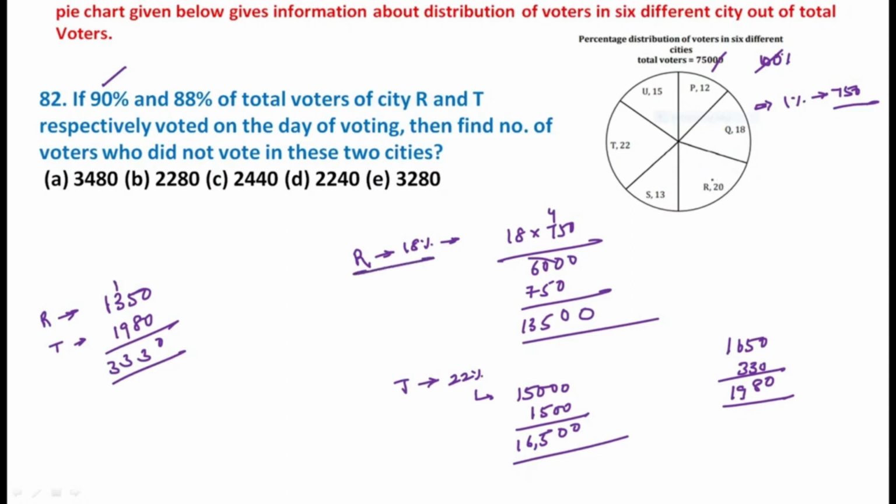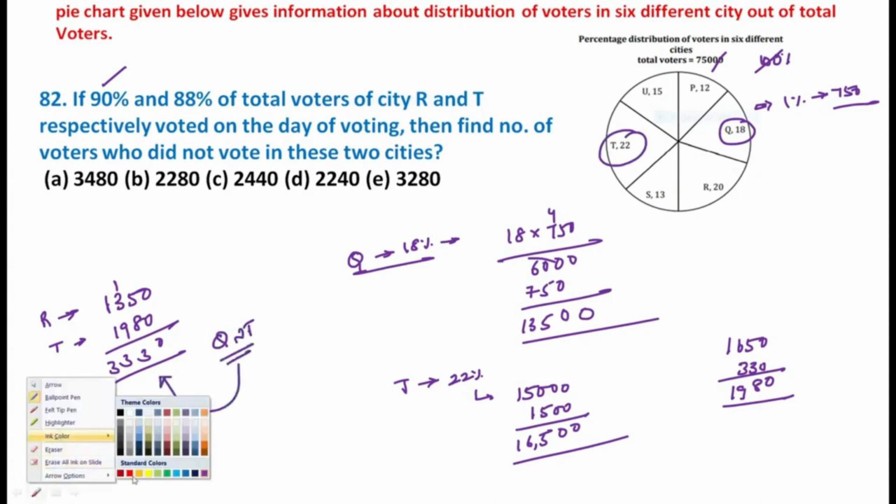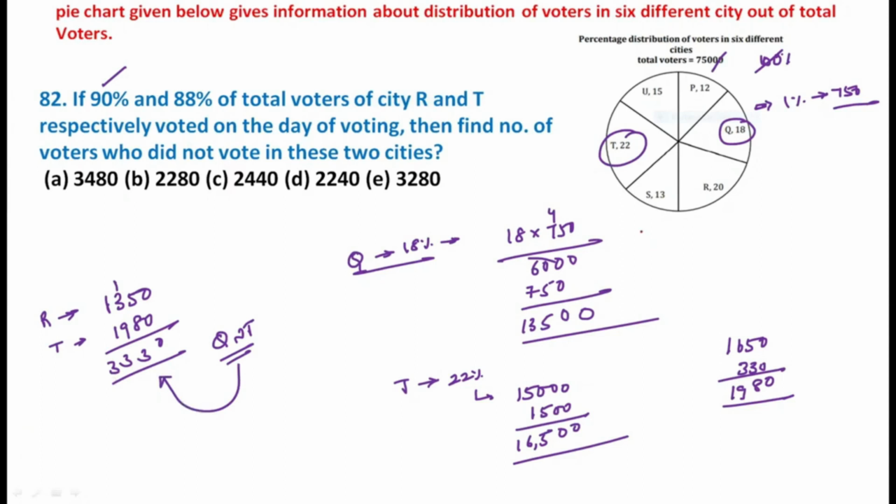Now this is the value of R. It's not an R, it's a Q. The value of Q and T is 22. Okay. For Q and T, if I consider Q and T, your answer is 3,330. I will change my correction.